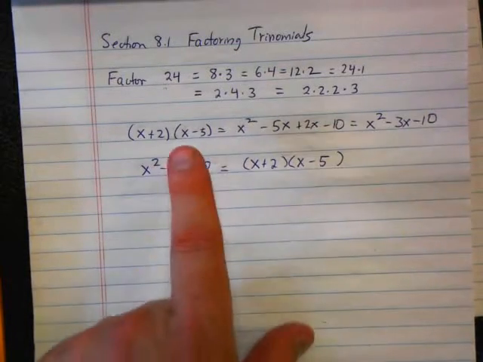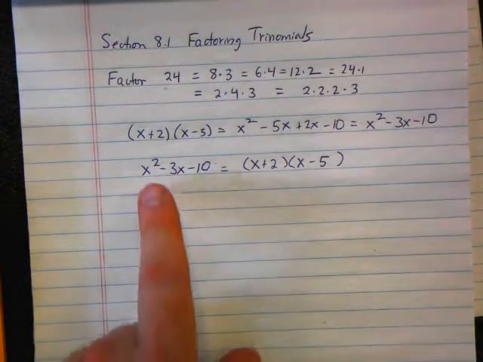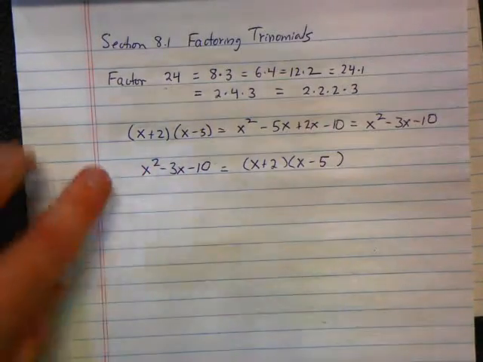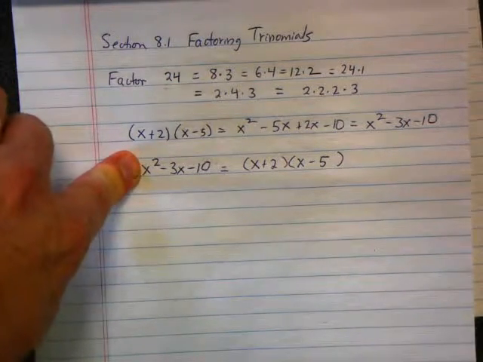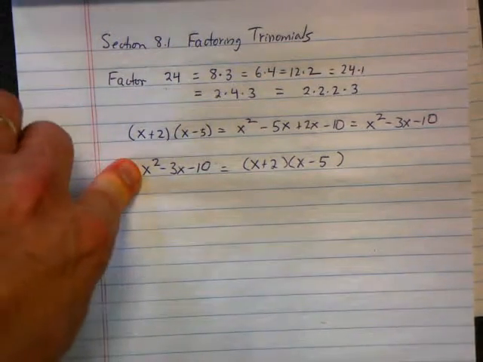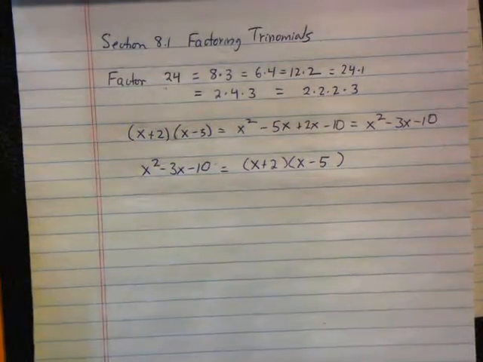Students, like I say, are generally very, very good at FOIL. Students are usually pretty good at factoring trinomials when this first number is the number 1. On Friday, we'll talk about how you factor when this first number is not the number 1. That's harder to do. But let's do some more examples.